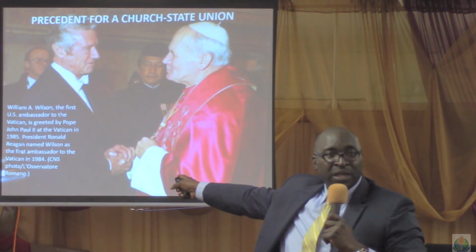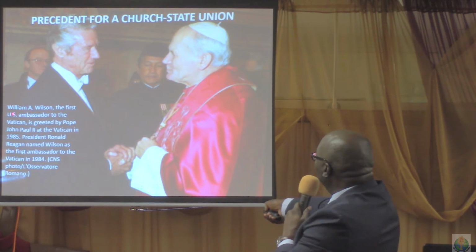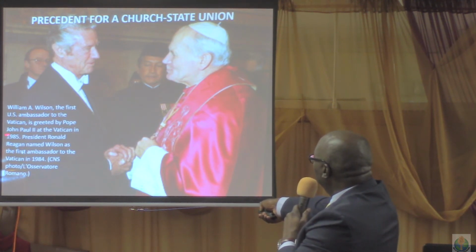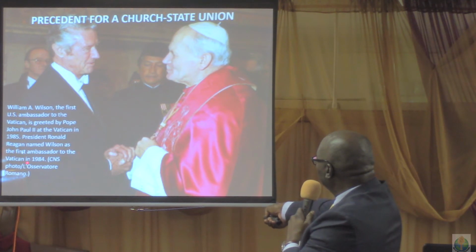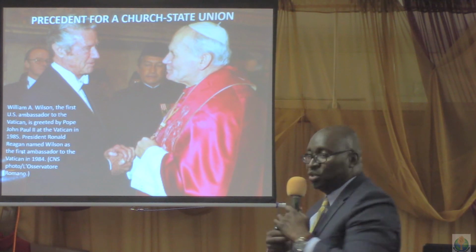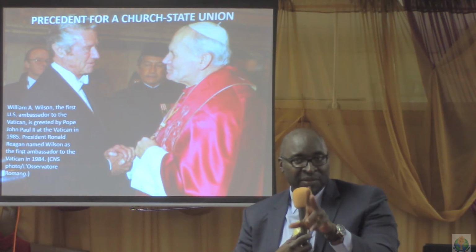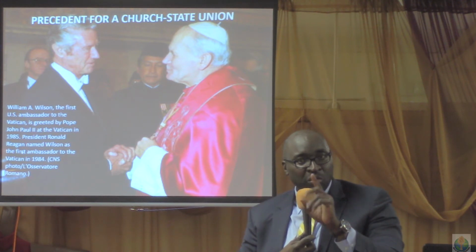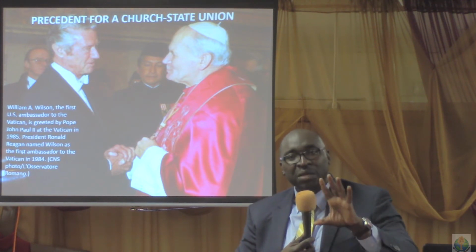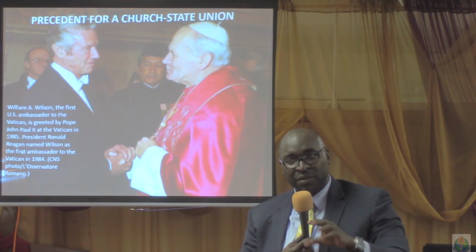So it did occur. In 1984, William Wilson, the first U.S. ambassador to the Vatican, is greeted by Pope John Paul II in 1985. President Ronald Reagan named Wilson the first ambassador to the Vatican in 1984. The precedent for a church-state system was set. Are you understanding so far? Yes. It's going to get even more interesting now. Please just bear with me. I know it's a bit intense, but it's necessary history.